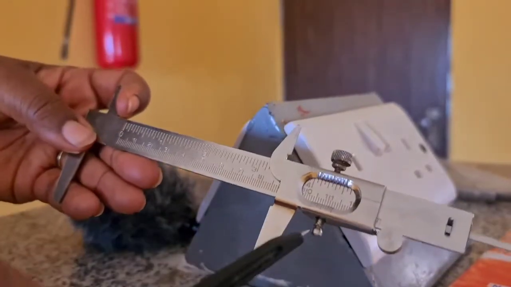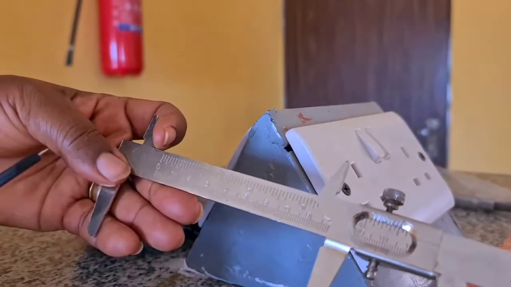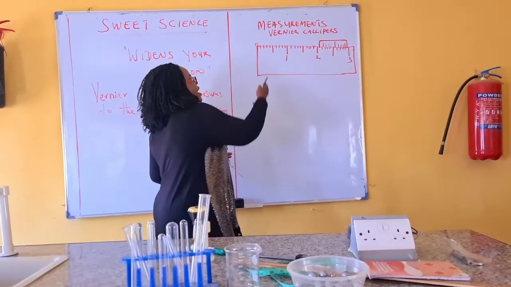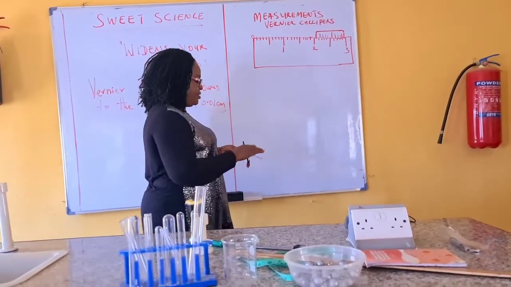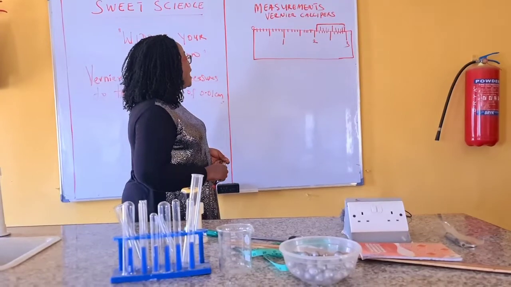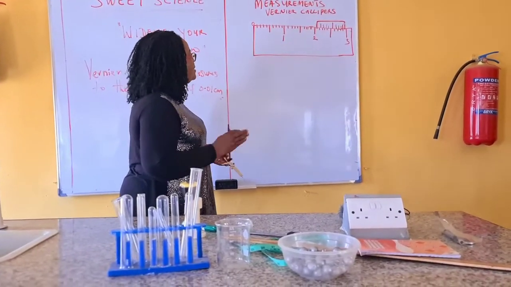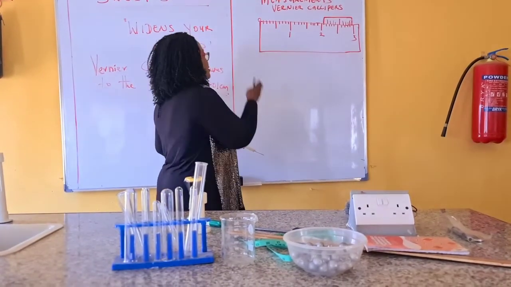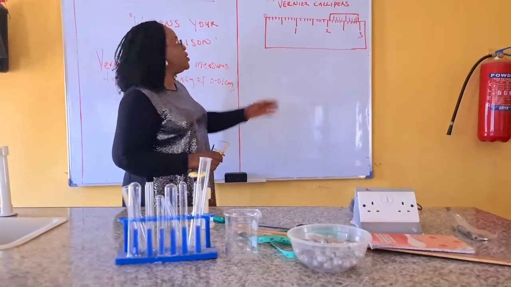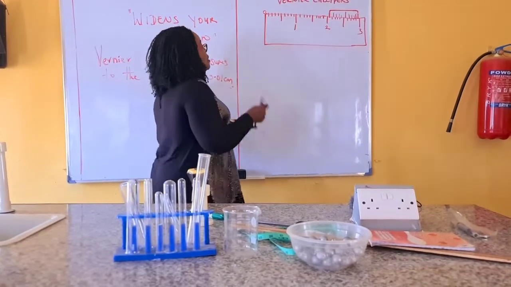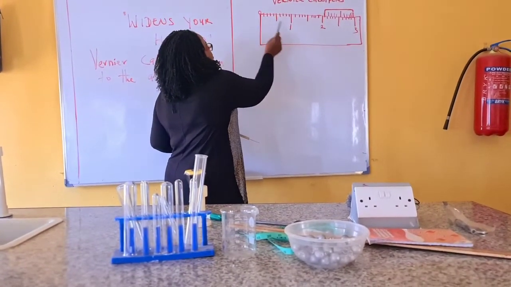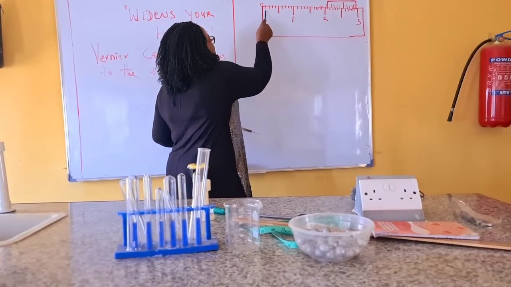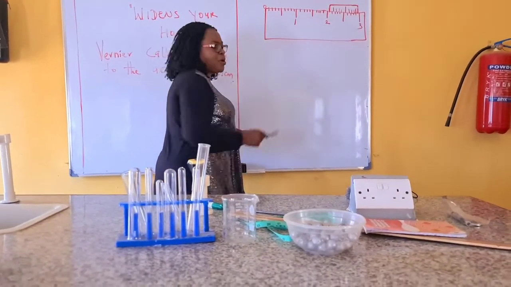Now let's go to the board and demonstrate. Here you have vernier calipers being represented this way, and the question is always this: what is the reading of the vernier calipers drawn on the board? Now, remember we said between 0 and 1, you have 10 small divisions, and each division is 0.1.